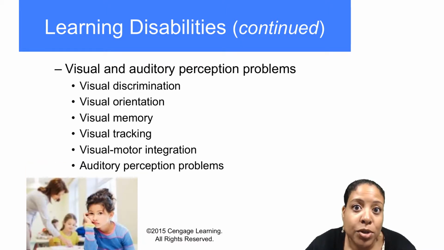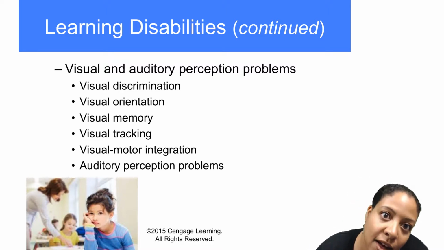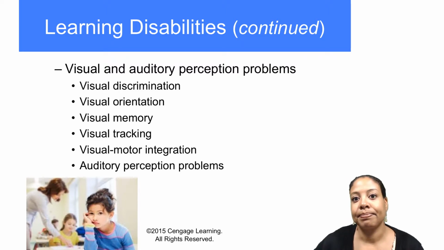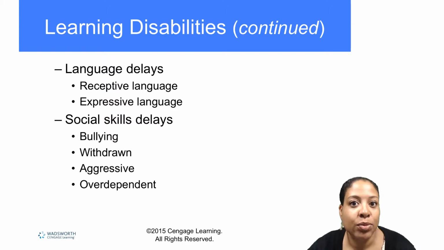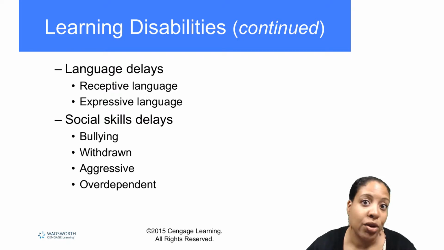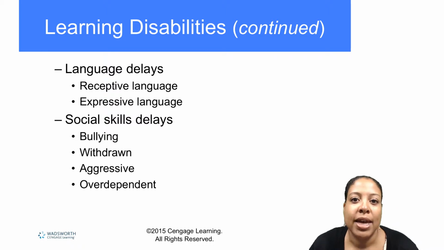Visual and auditory perception problems include visual discrimination, visual orientation, visual memory, visual tracking, visual motor integration, and auditory perception problems. Language delays can include both receptive language and expressive language. So receptive language would be the language that you understand or comprehend. So if you tell your child, can you take off your shoes and put them in your closet, if they follow those instructions, then you might assume that they have receptive language. They can understand the spoken word.